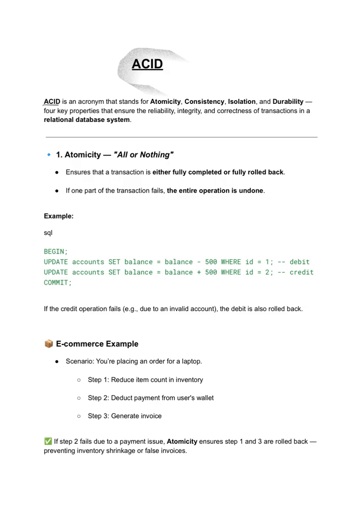ACID is an acronym which stands for atomicity, consistency, I is for isolation, and D is for durability. Keep on repeating it again and again so that you are able to recall it. These are the four key properties that ensure the reliability, integrity, and correctness of transactions in a relational database. Please note some words such as relational database, and the second word is transactional.